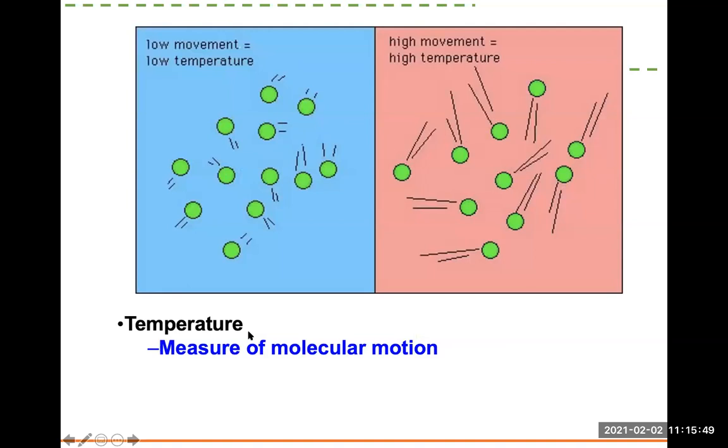Another thing is temperature. So if molecules are at high temperature, they're going to move really, really fast. And when that happens, they bump into each other. And if it's low temperature, then the molecules move slow. So that's all this slide is showing.